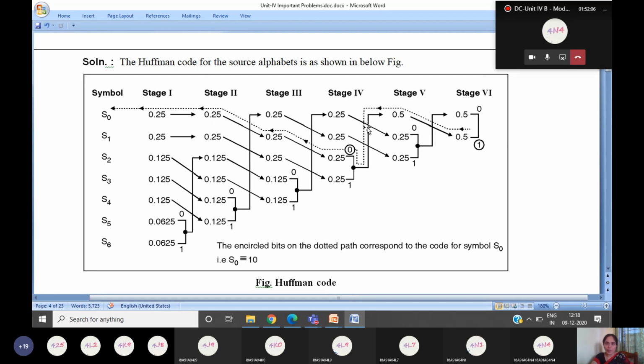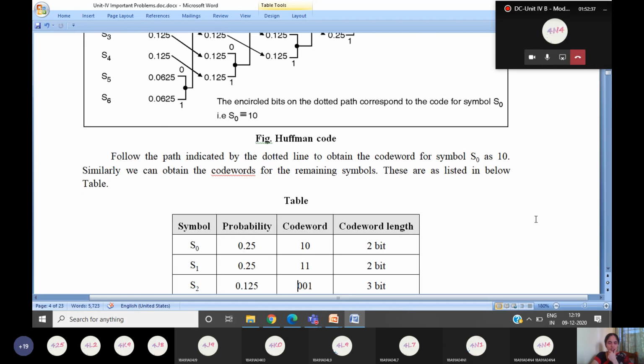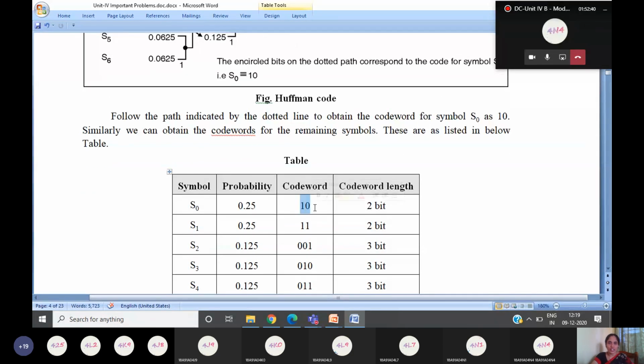If you observe the S0 path, I have mentioned it with the dotted lines, you can see it is 1, and wherever you have an assigned value, take that value. Otherwise, no need to take any other values. If a value is assigned, you take it. Otherwise, there is no need of collecting the corresponding term. So here it is 1. Follow the path in the reverse direction. Next 0. That's all. So 1, 0 is the code word for S0.